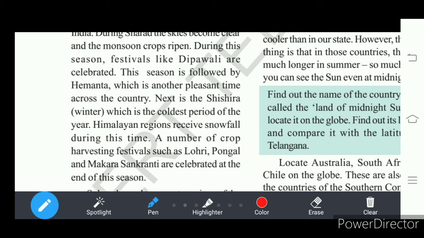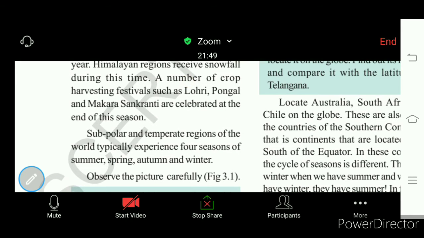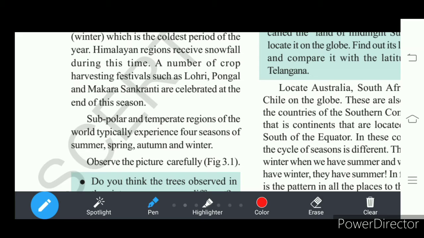So the cold season starts by the end of October. That is called winter in English. In ancient literature, we call it Shishira. It is also celebrated with some festivals. During this Shishira, we see the crops that were cultivated come into the hand. So in that way, we see there are changes in the seasons.